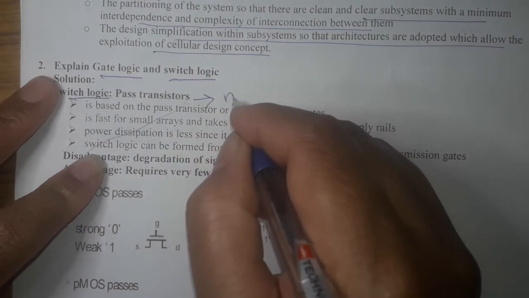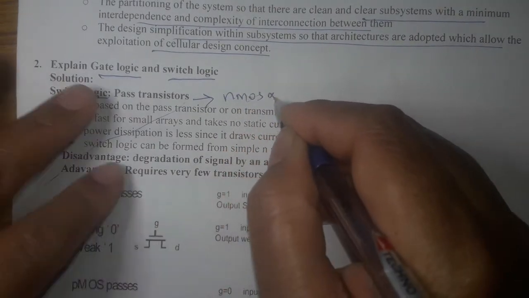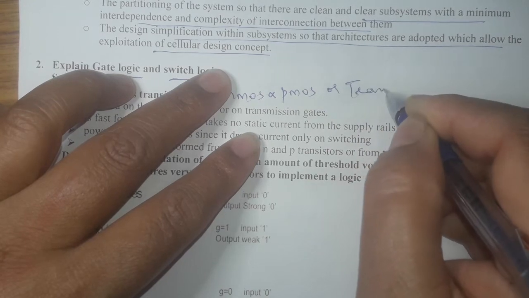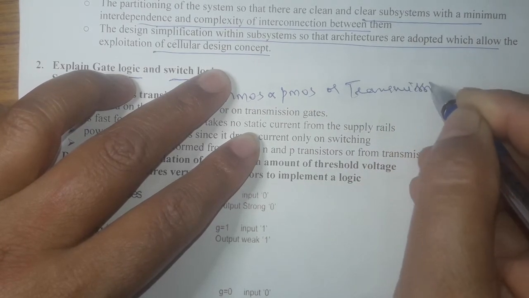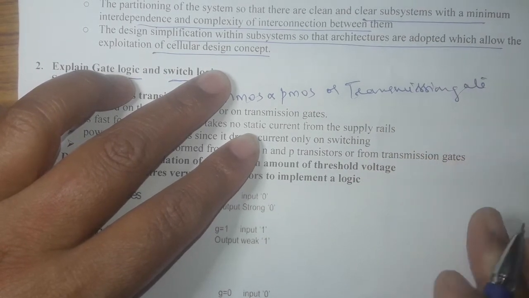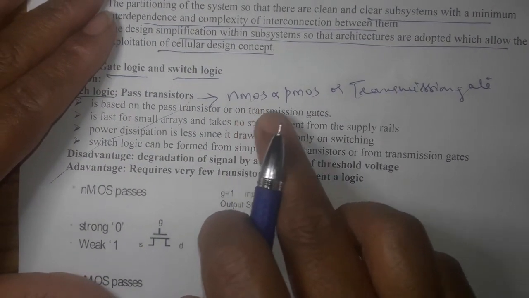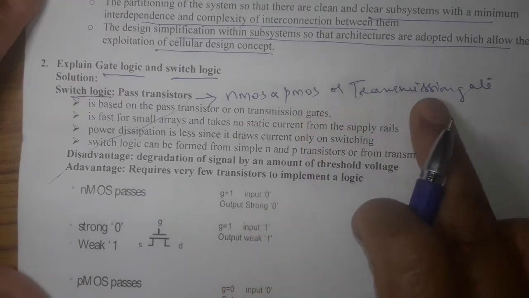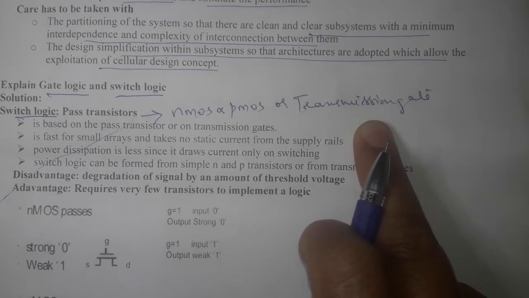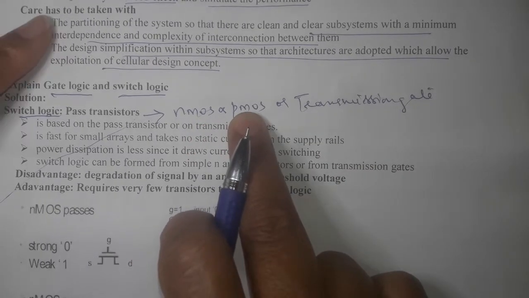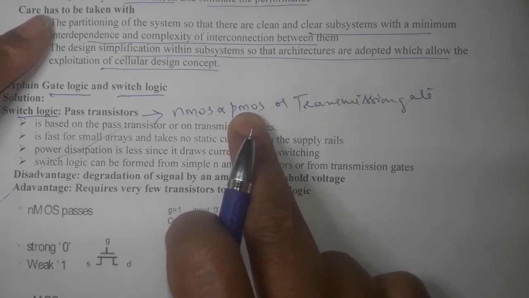Pass transistors are nothing but your NMOS and PMOS, or it can also be your transmission gate. Okay, so you all know that I can design my whole system using either NMOS or whole system using PMOS or whole system using transmission gate. Or I can also go with the combination of NMOS and PMOS, that is what is your CMOS logic.